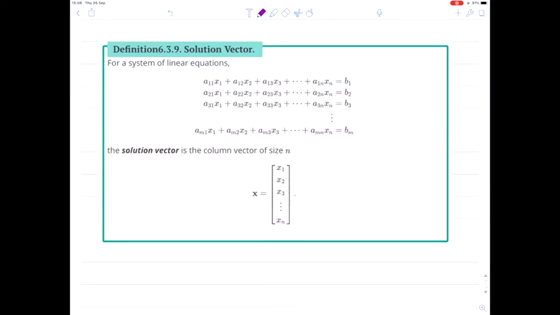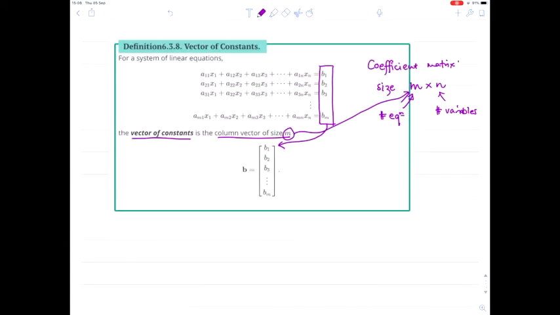The final thing we're going to do is talk about the solution vector, which is a column vector of size n, and this is important here, not m, it's n, because we want to end up with finding values for each of the variables, and we have n variables. So our solution vector has different dimensions to our vector of constants.